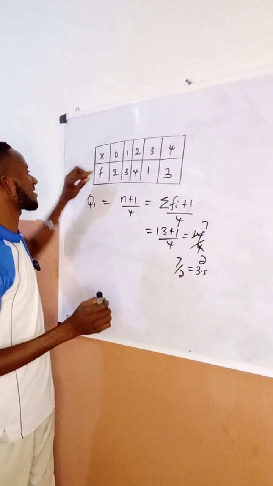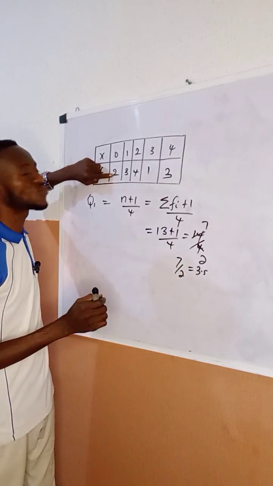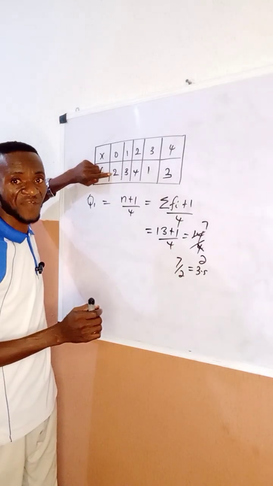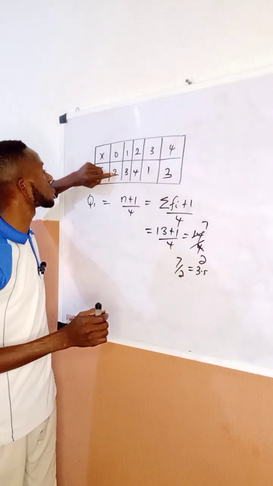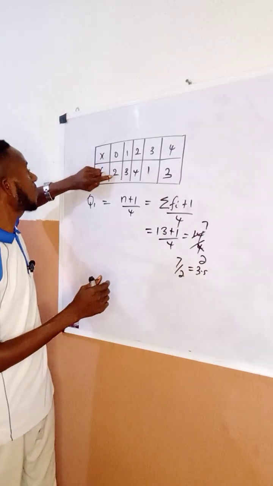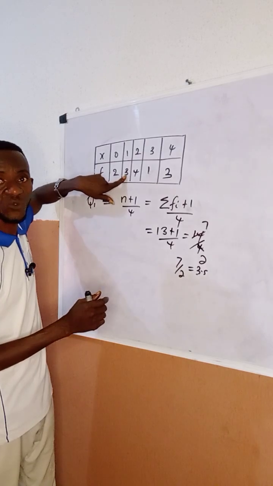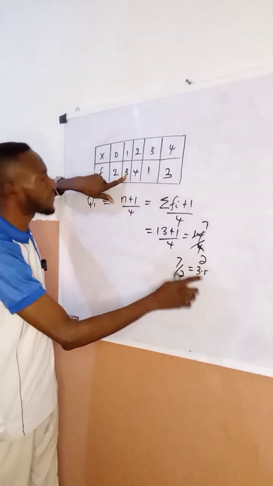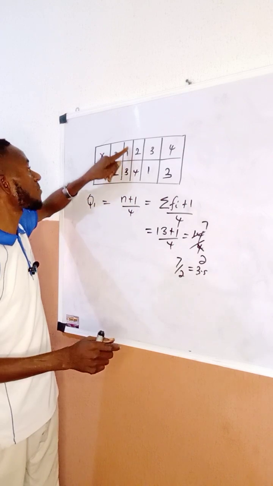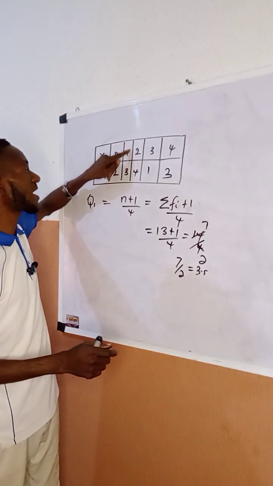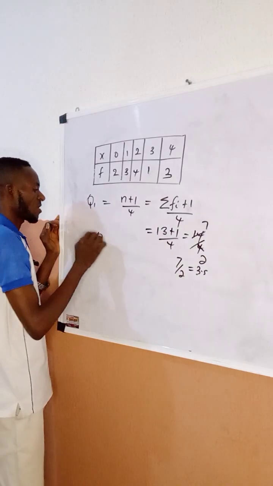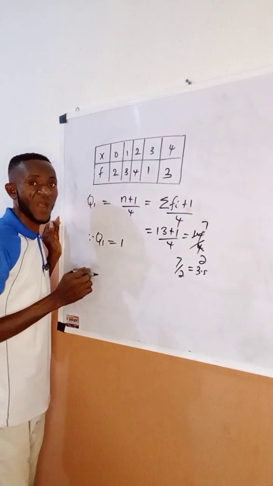Then I move. This is the locator. If I come here, what I have here is 2. I ask myself, is 3.5 found here? 3.5 is not found here, so I will leave here. I will say 2 plus 3 is 5. Is 3.5 found in 5? Yes, 3.5 is found in 5. Then I will look up now. This 1 on top here is what we are going to refer to as our Q1. Therefore, my Q1 is equal to 1.